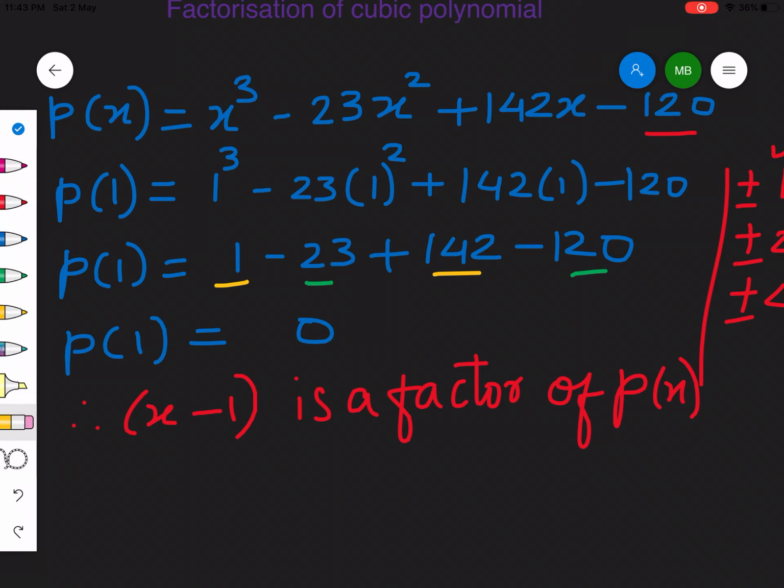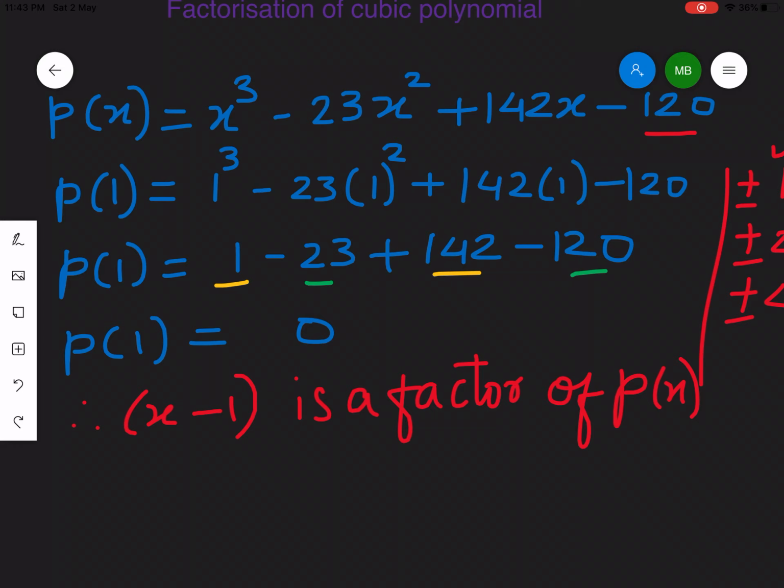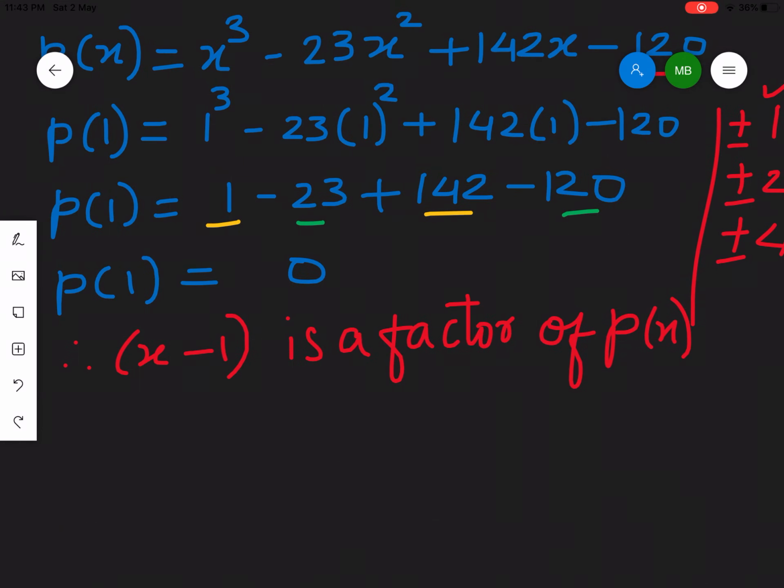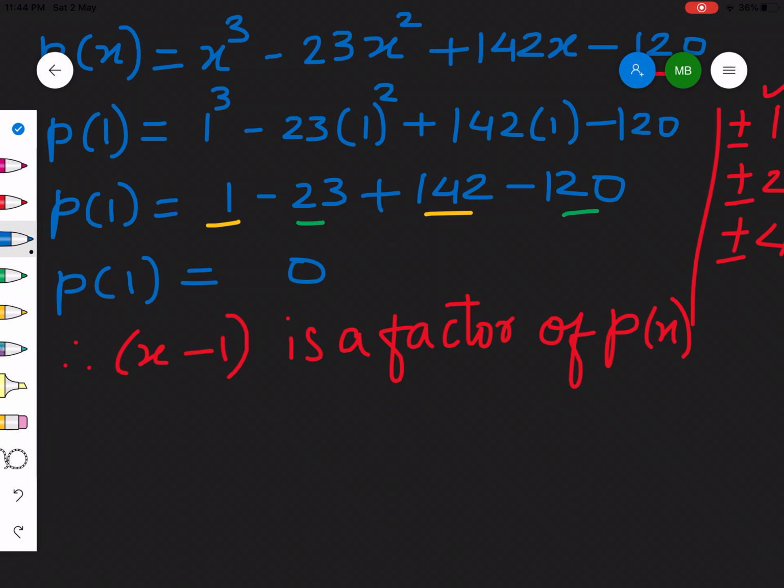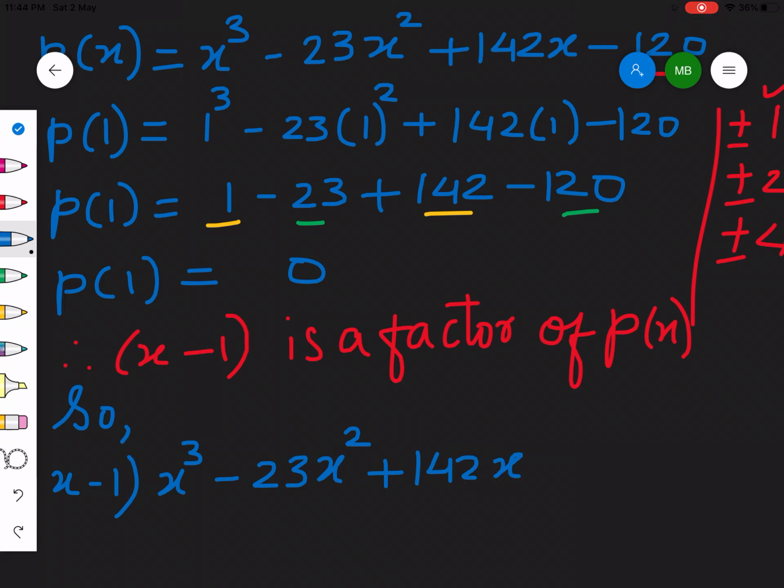What to do next? Supposing I say that 2 is a factor of 8, what does it mean? That if you divide 8 by 2, your remainder should be 0. So this is what we'll be doing here, because now I know that x minus 1 is a factor of my p of x. So what I'll basically do here is divide my p of x, which is x cubed minus 23 times x squared plus 142 times x minus 120, by this factor x minus 1 over here.